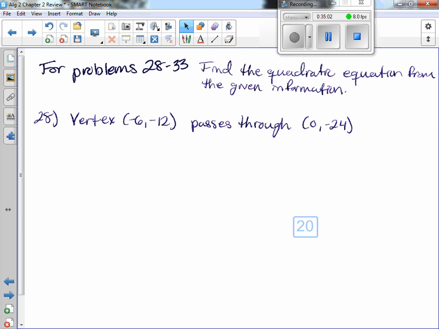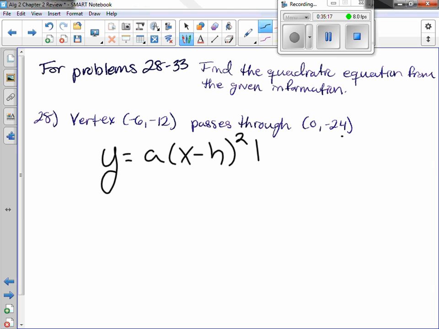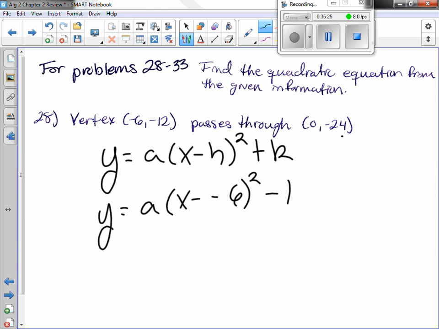Vertex and focus. So this is the last type that we need to look at, is passes through, and I'll put those equations up there in a minute. But since this gives us the vertex and a point, we're using the vertex form. Y equals a times x minus h squared plus k. Now the vertex gives us the values of h and k.